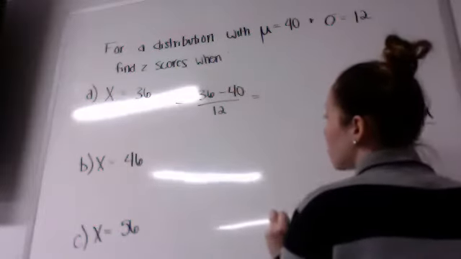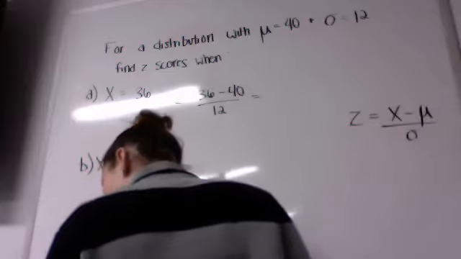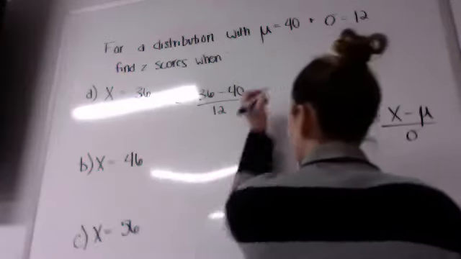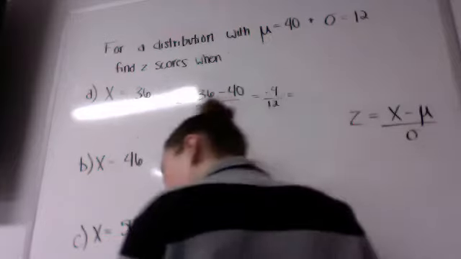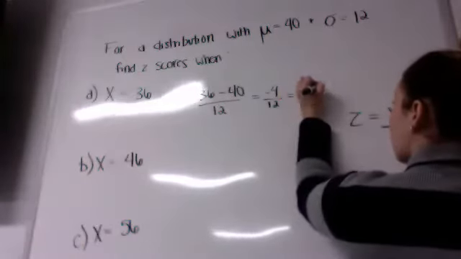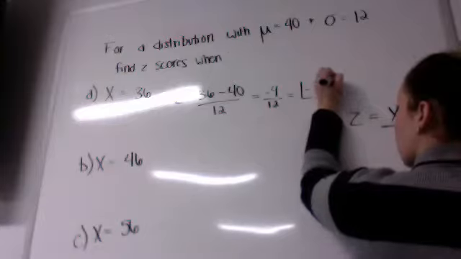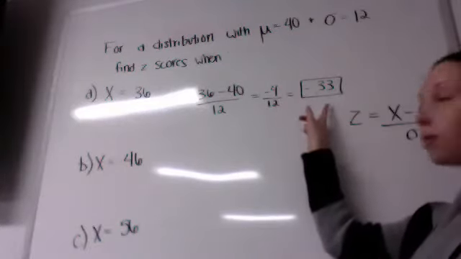So from there, you're just going to do that subtraction and division. So you get -4 over 12. And when you do that division, you get -0.33. So that's how you find that z-score, -0.33.